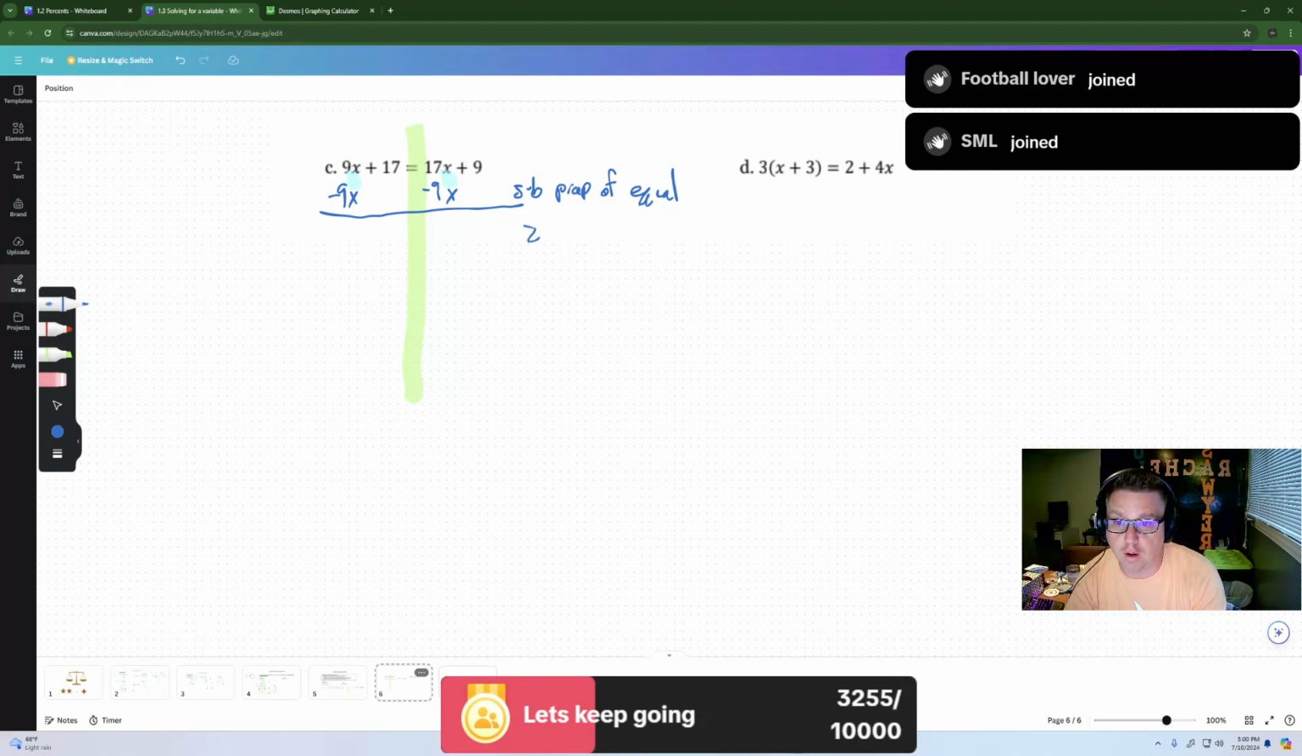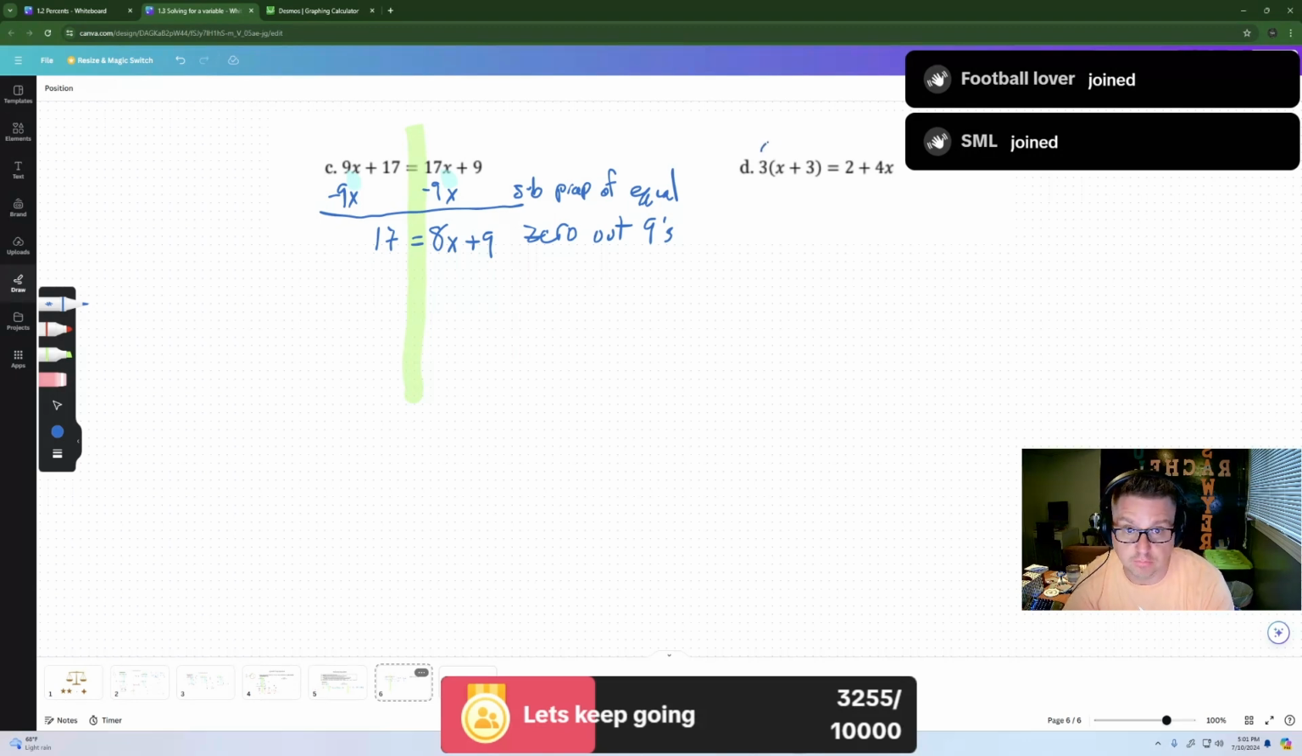So when we do that, we are zeroing out the 9s. Okay, well, I will wrap it up. So the 9s are going to cancel each other out, zero out, and I'm going to do 17 take away 9, and that's going to leave me with 8x plus 9 equals 17. Once again, set up exactly the way I want.